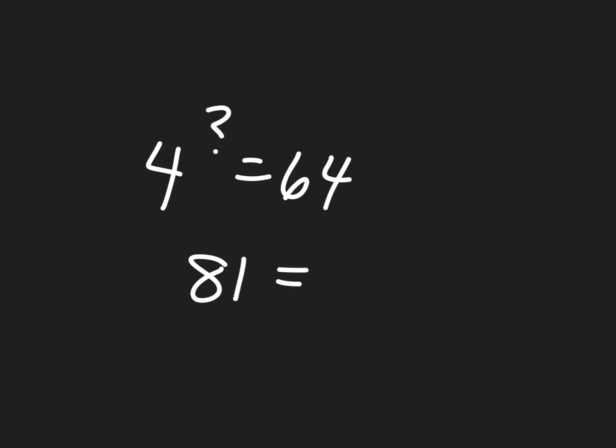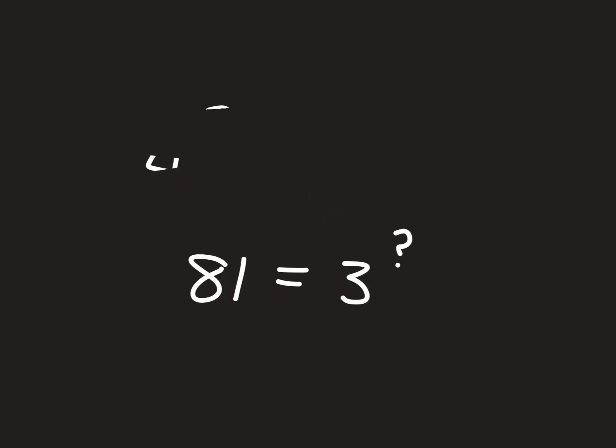1, 2, 3. What do you think it is? 3 is correct. Good. How about this one? 81 is 3 to the something. Don't say it. Think it.